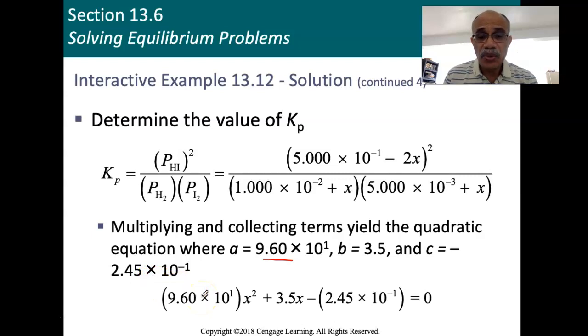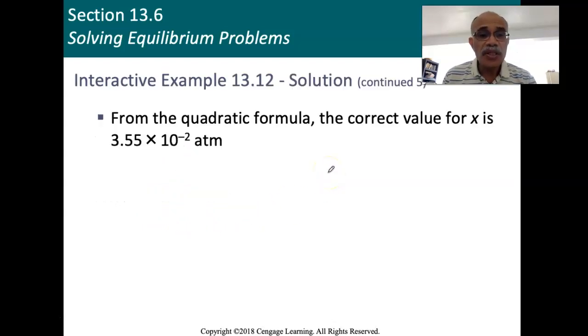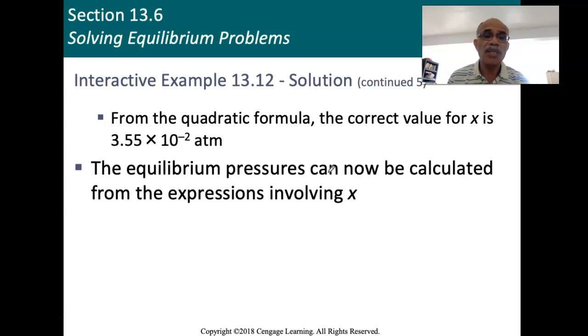Now, recall, when you solve quadratic functions, you can solve by rearranging to equal 0 and using the quadratic formula. I'll show you the formula for a quadratic function: x is equal to minus b plus or minus the square root of b squared minus 4ac, all over 2a, where you have this a, b, and c form. If you look at this equation, the solution for that is 3.55 times 10 to the power of minus 2.